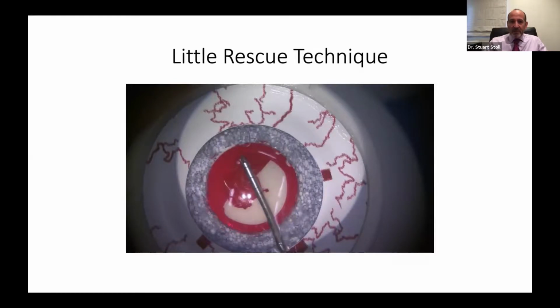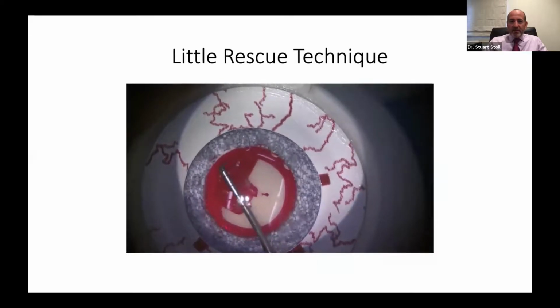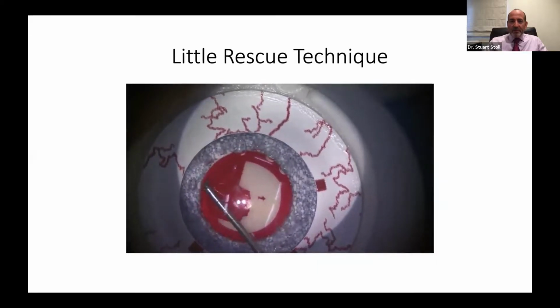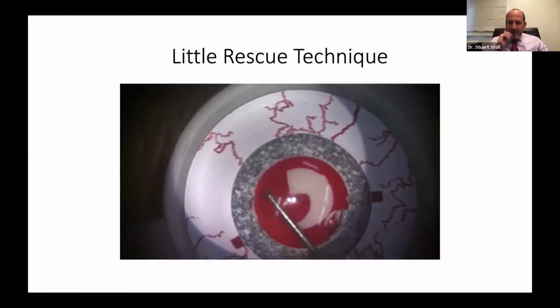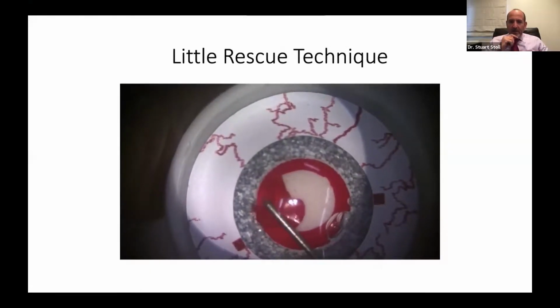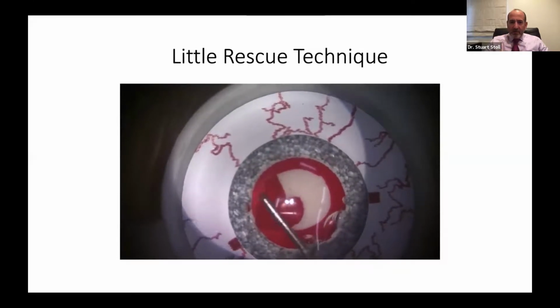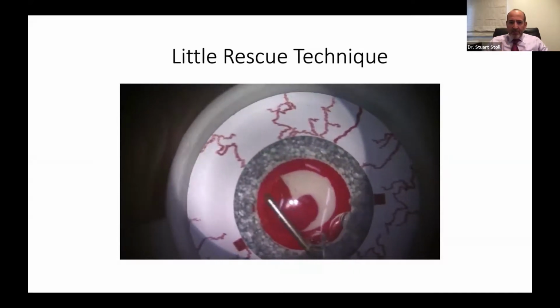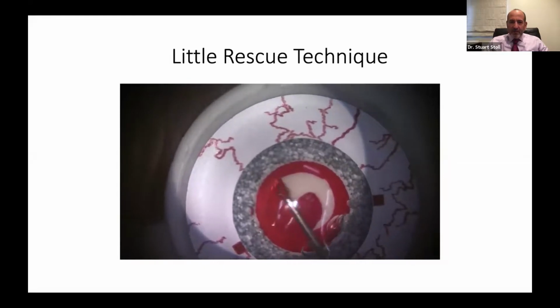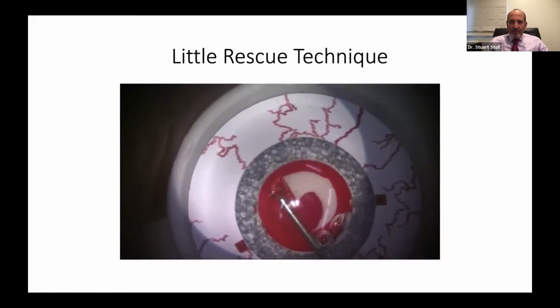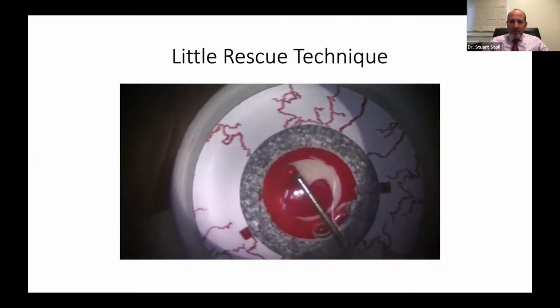So here's our little rescue technique. You can see the tips are going outward a little bit. The capsule's starting to run. Recognize it early. Okay, so here we are back with a little rescue technique. Notice that the tear is running out. We're going to recognize it early. We're going to fold the capsule back over. This would be a great time to put viscoelastic in. We're going to get that capsule in position so that we can do the tear.